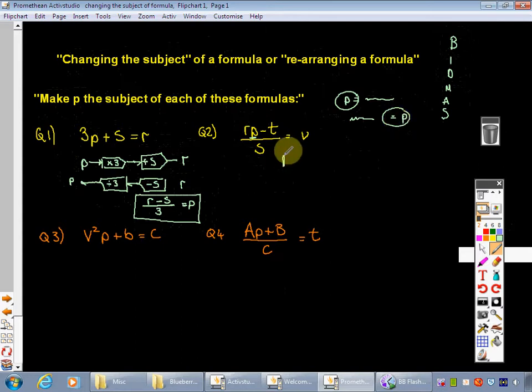P, let's start there. The first thing I've got going on is some subtraction and some times and a bit of division. The most powerful thing, the thing that comes first in BIDMAS, in this case is a multiplication. So let's go for it. P, first thing, times it by R. Next thing, take away the T. Next thing, divide all of that by S.